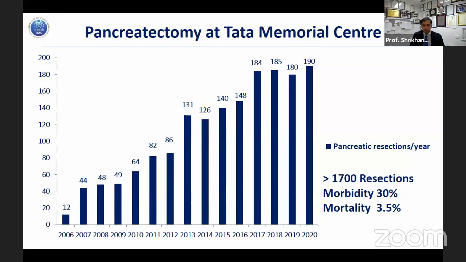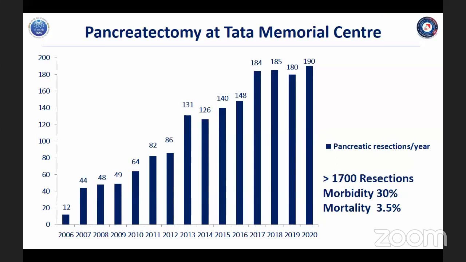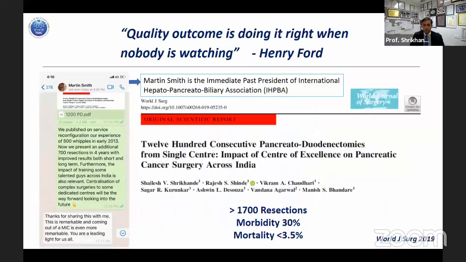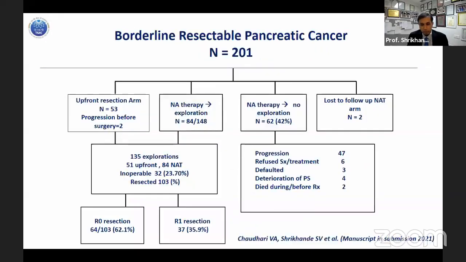Our mortality has crept up slightly for the kind of variety of work that we do. And we had some challenges last year itself, but still it's a very acceptable 3.5. But I'll show you some more data that in the last few hundred resections, our mortality is much lesser than that also. We've published this work of 1,200 Whipple resections, which is considered to be a landmark, especially for the low and middle income countries, as has been suggested by Martin Smith, who's the immediate past president of the IHPBA.